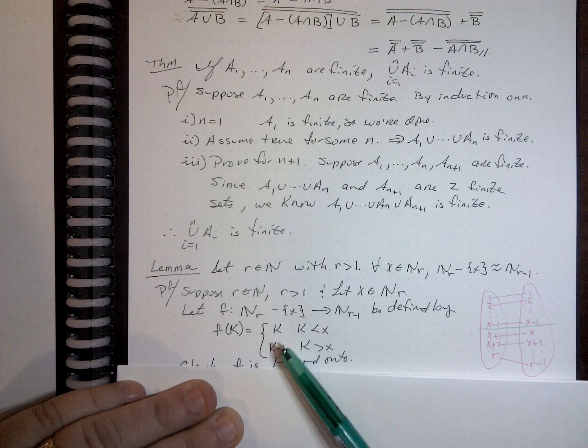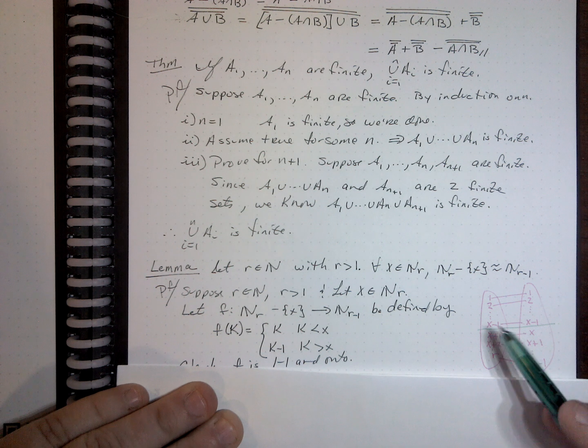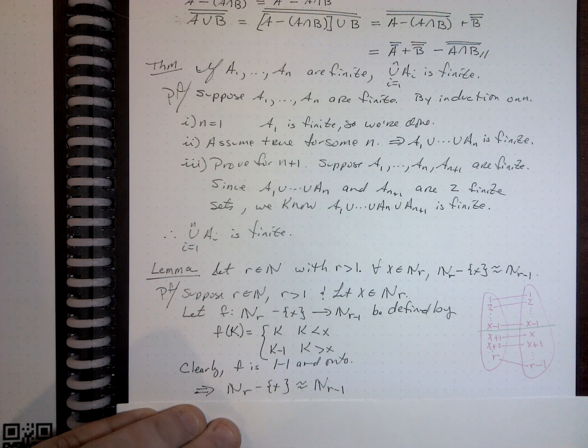So f of k equals k if k is less than x, and k minus 1 if k is greater than x. Clearly, I can see this is 1 to 1 and onto, which means N sub R minus the set containing x is equivalent to N sub R minus 1.